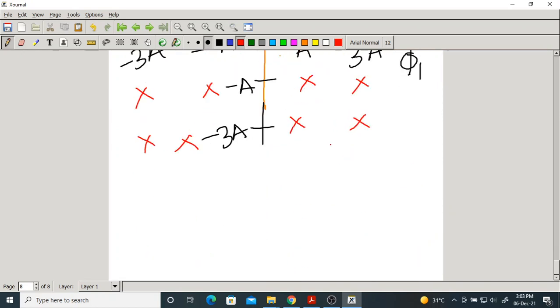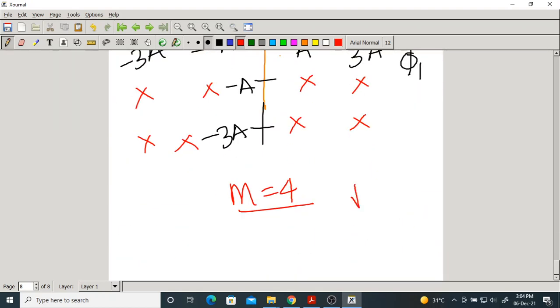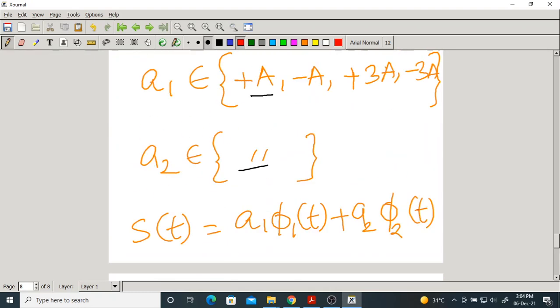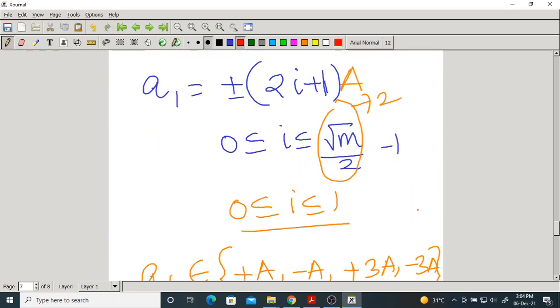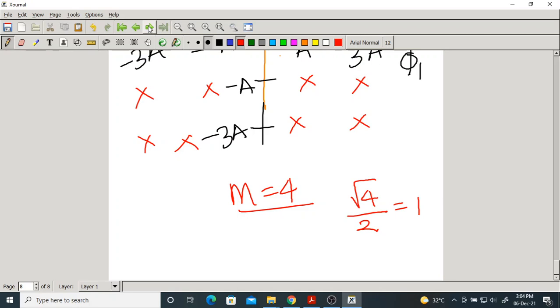Suppose m equal to 4. What happens if m equal to 4? What is root 4 by 2? That is 1, which means this value is 1, and 1 minus 1 is 0. So i is 0 and j also is 0. I am doing it directly. I hope you can get this point.